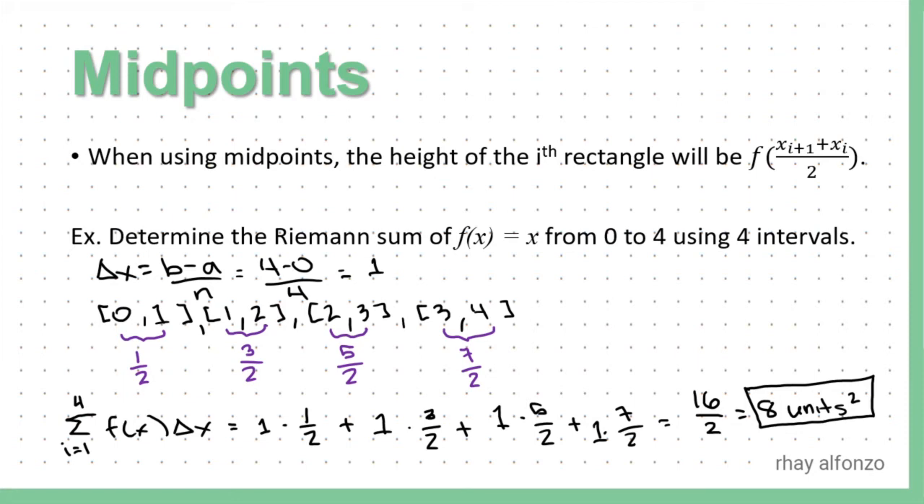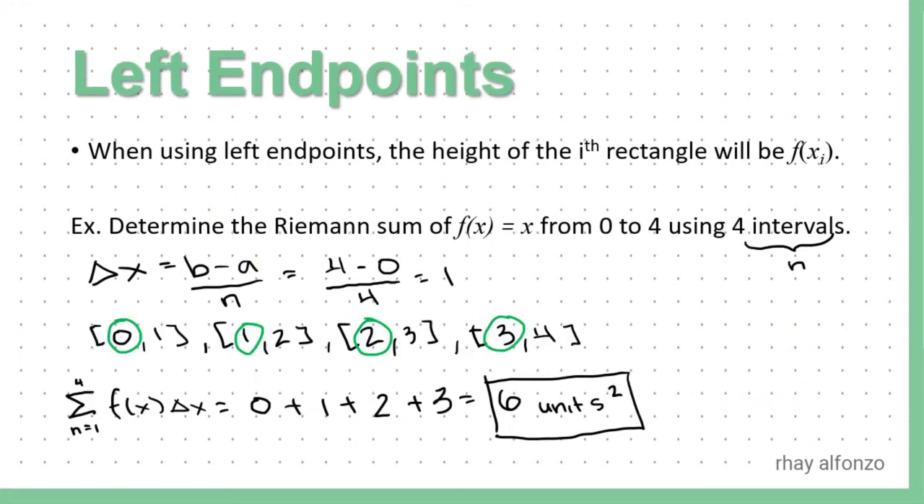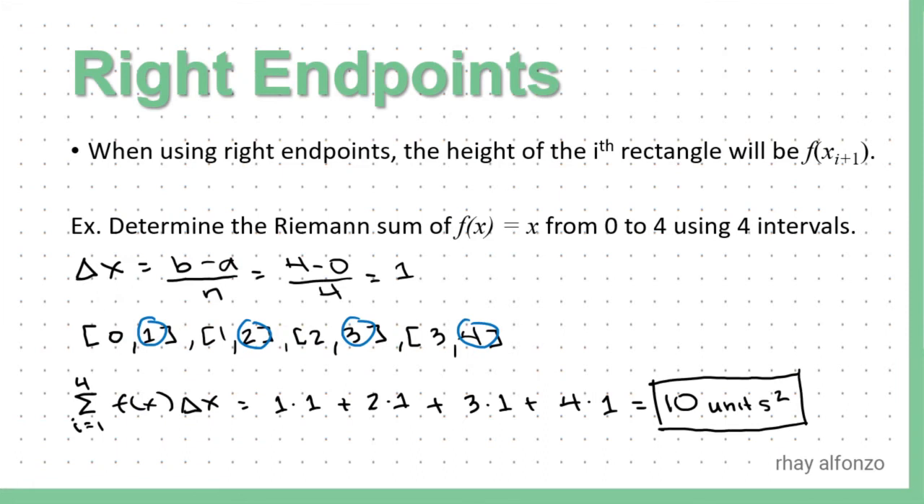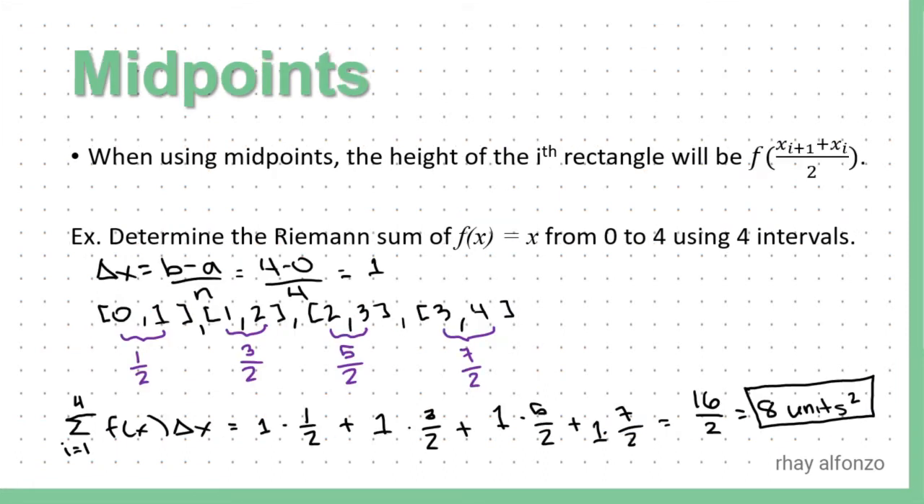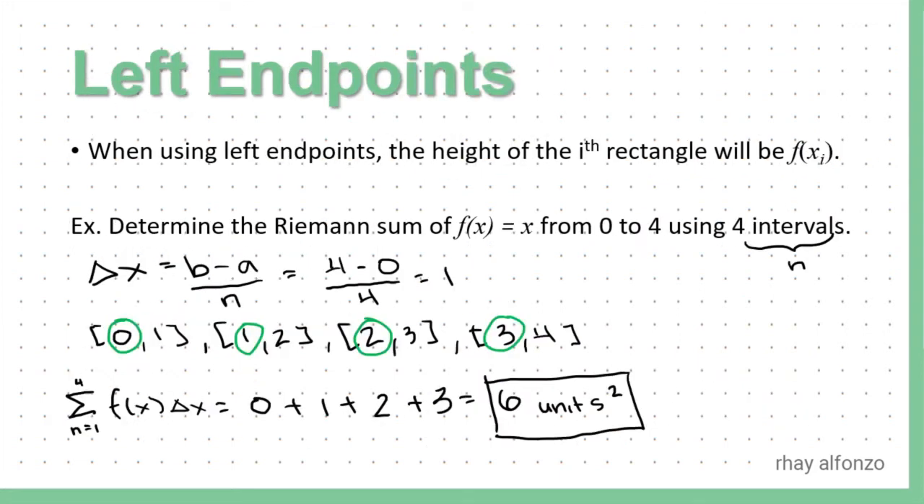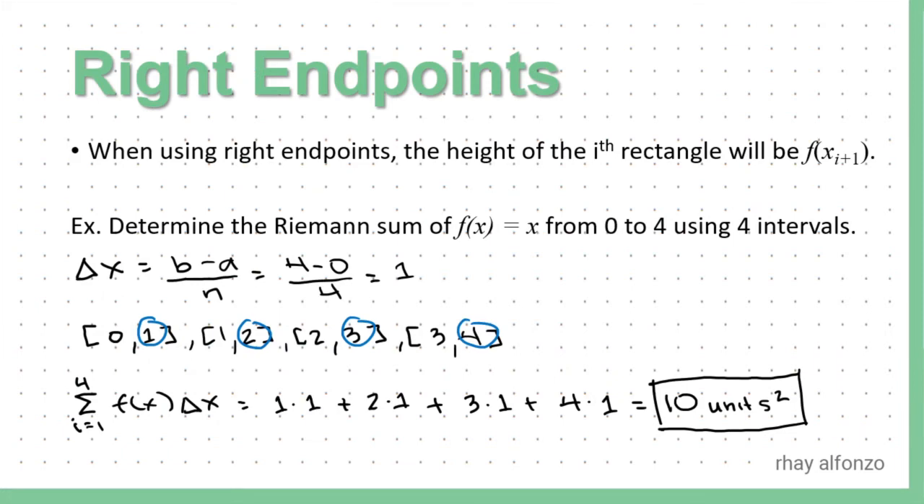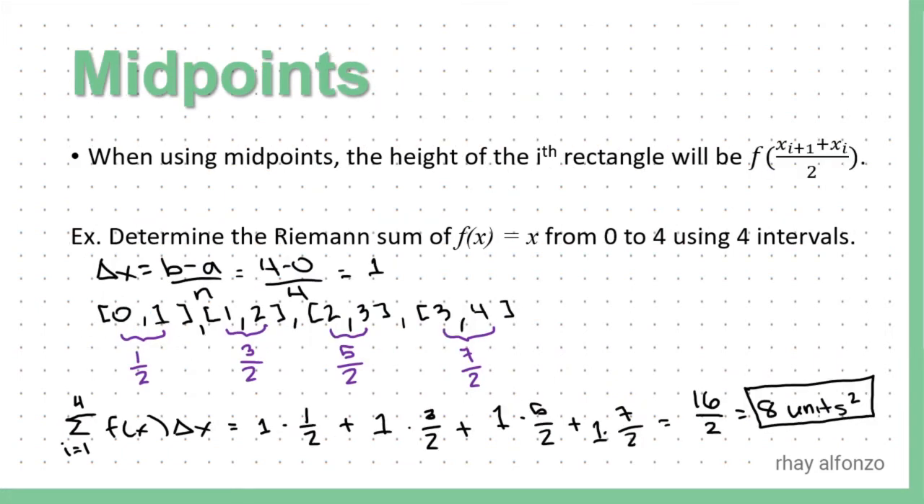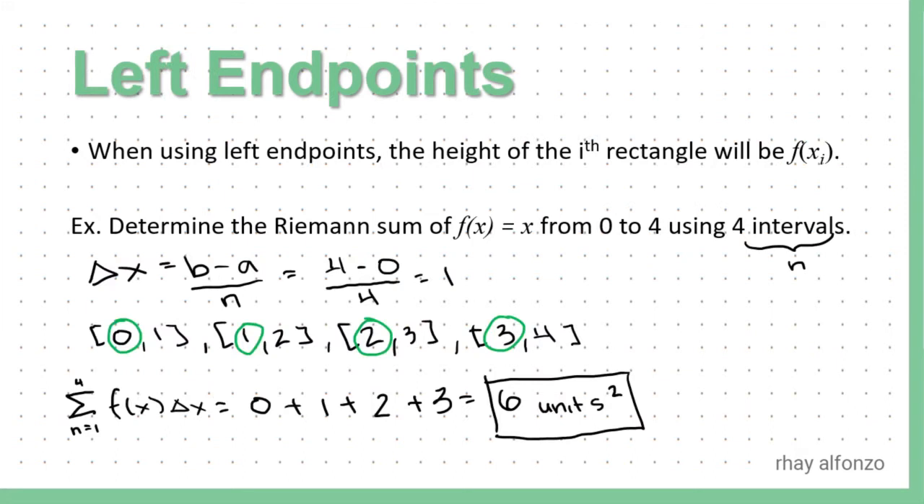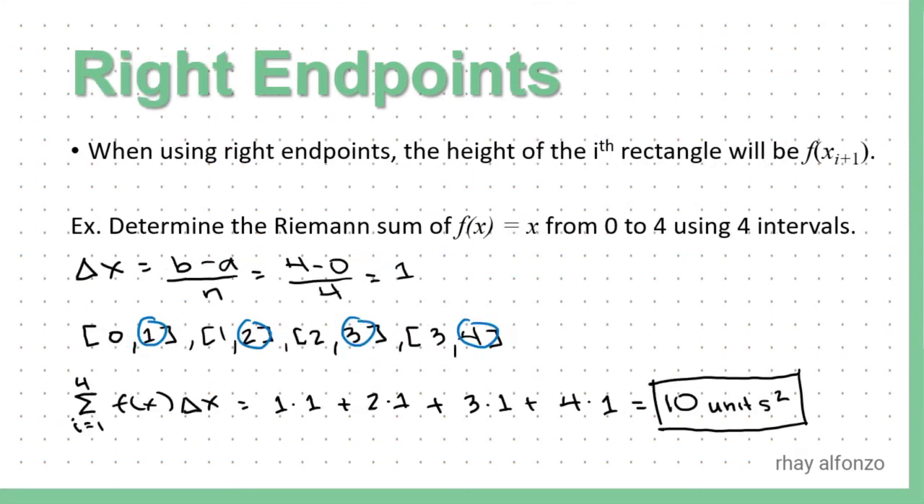So comparing, using left endpoints, we get 6 units squared. Using right endpoints, we got 10 units squared. And using midpoints, we got 8 units squared. So as you can see, adding the approximate area using left endpoints and right endpoints, 10 plus 6, which is equal to 16, and divided by 2, that gives us 8 units squared. So it is possible that we no longer have to do the computation for midpoints as long as we know the areas for the left endpoint and right endpoint Riemann sums, and just divide them by 2.